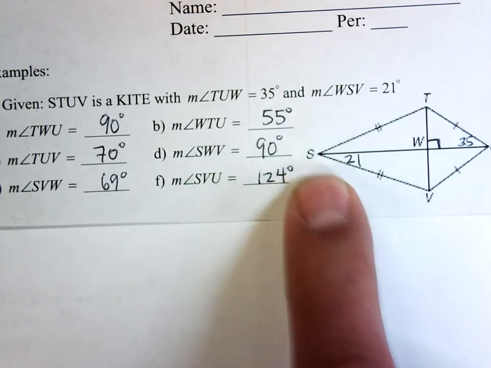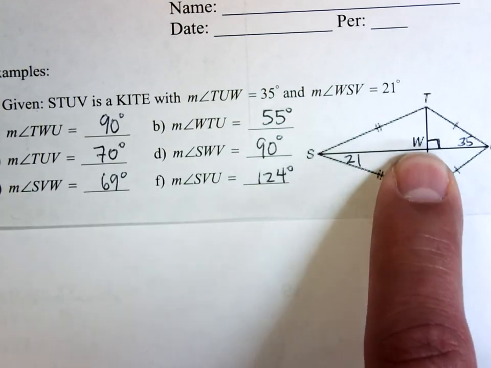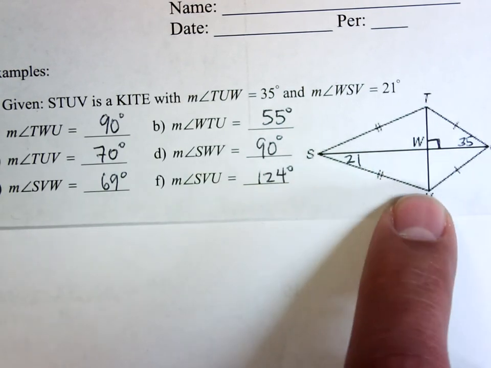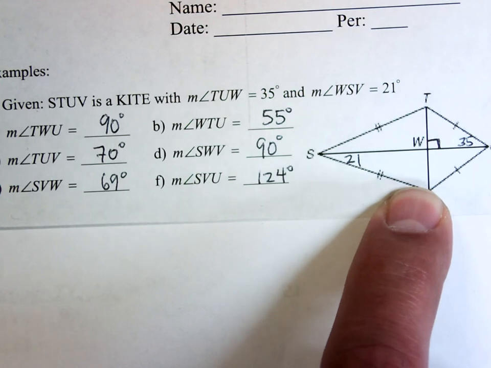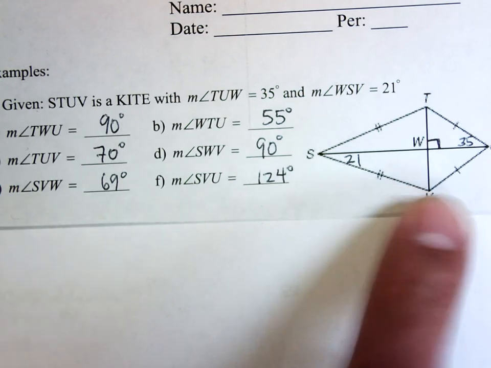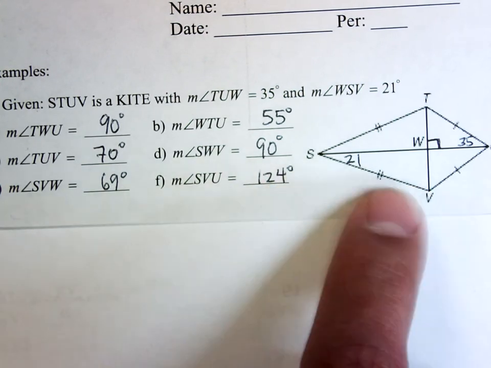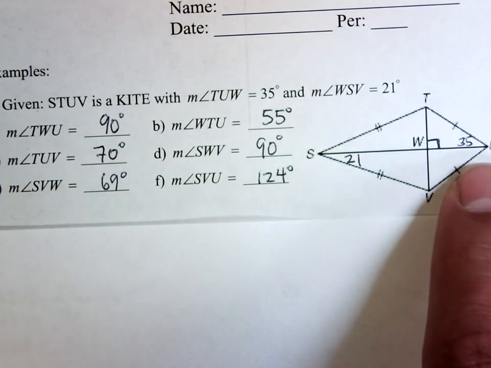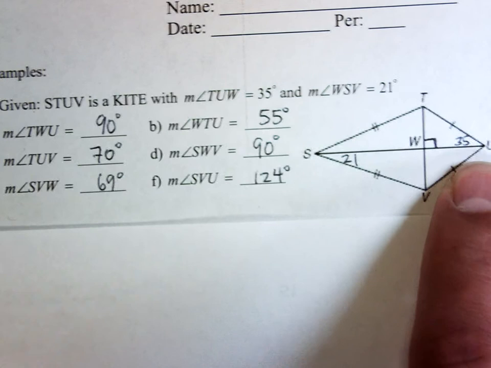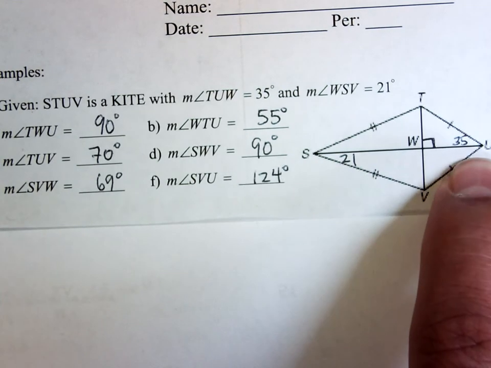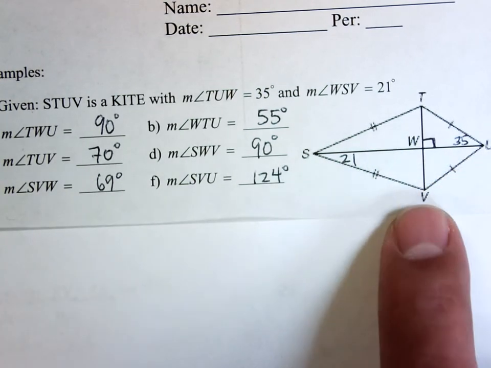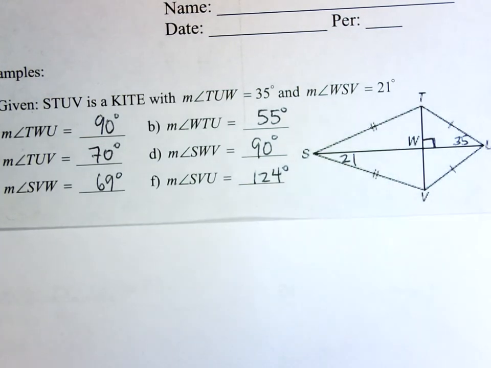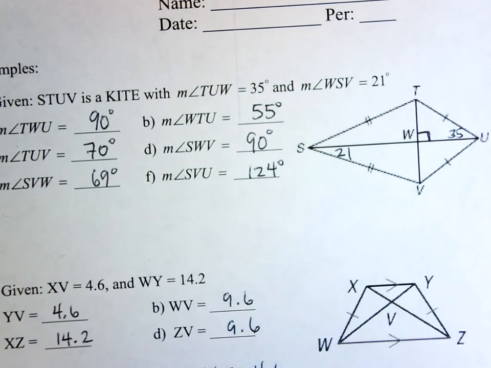SVW, same way I got it a while ago. Well, if this is 21, this is a right angle, this has to be 69 to add up to 180 for my triangle. And SVU, well, if this angle is 21, and this angle over here is 35, 21 plus 35, subtract from 180, that'll give me the SVU angle down here at the bottom. So again, it makes use of a lot of stuff that we've already talked about.